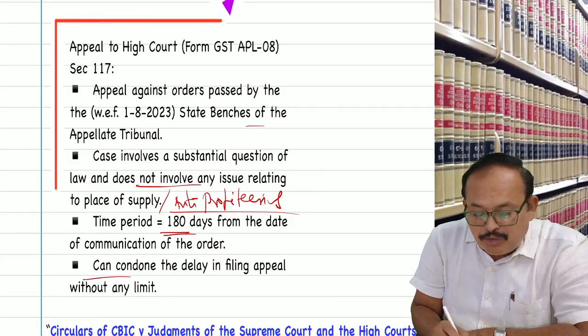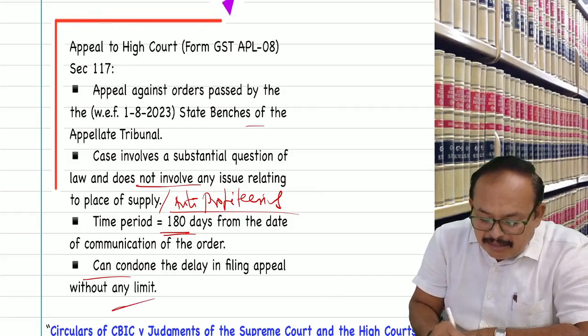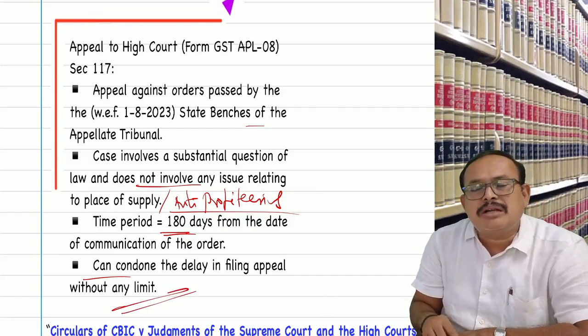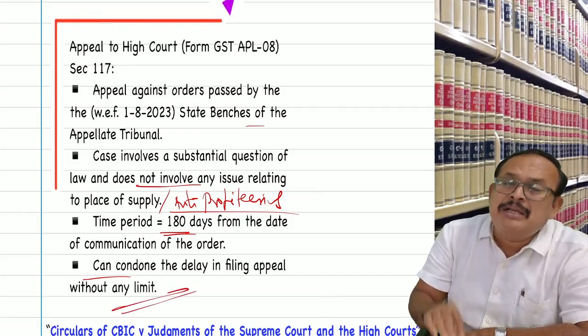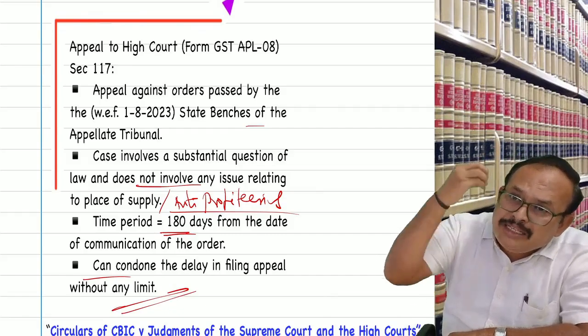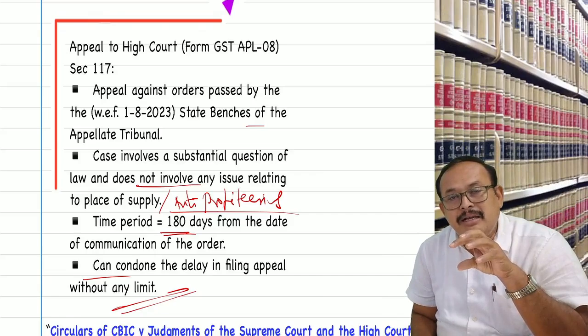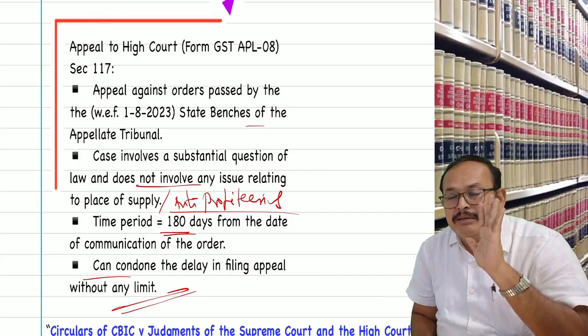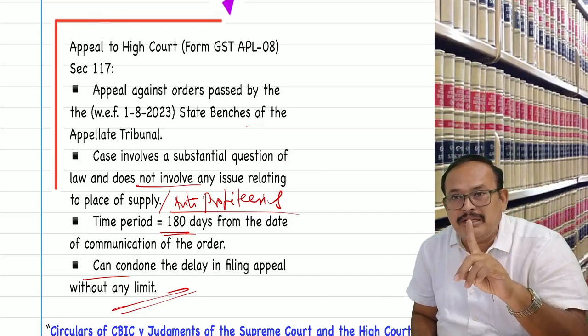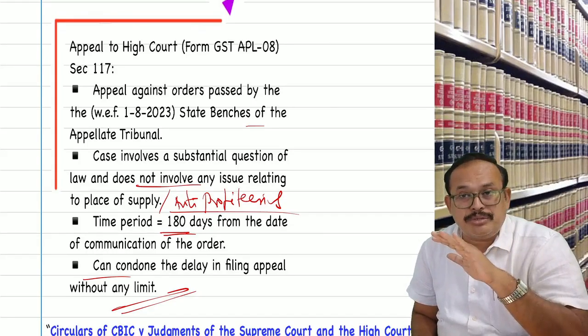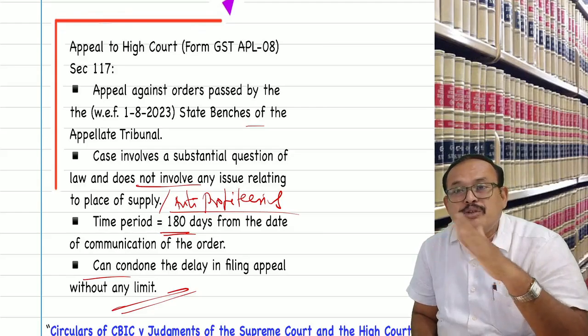High Court can condone the delay for a number of days. There is no time period for the High Court. At the same time, there is no time bound period to hear the case and dispose of the case. Unlike an appellate authority or tribunal, they can hear maximum how long? 1 year only. Within 1 year they have to give the judgment. If the matter goes to High Court, there is no time bound period to give judgment.